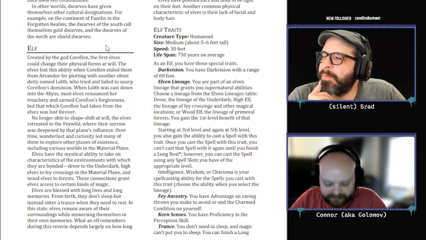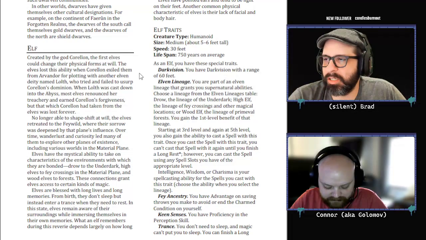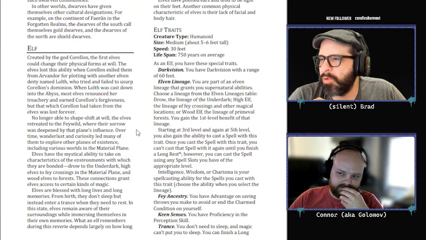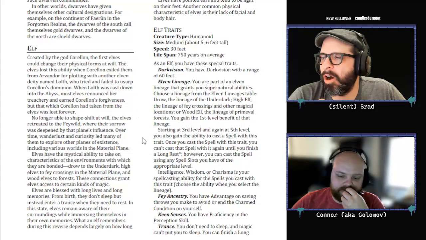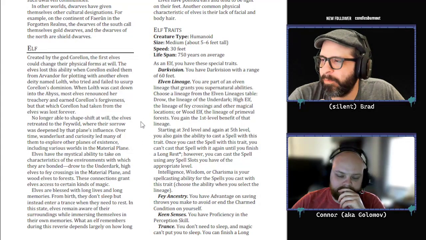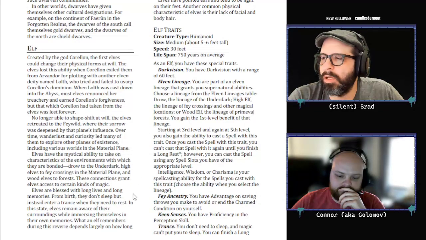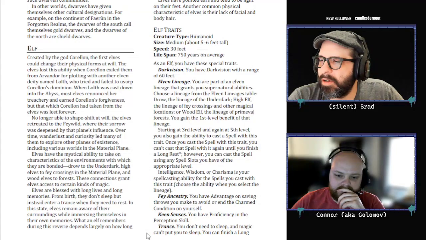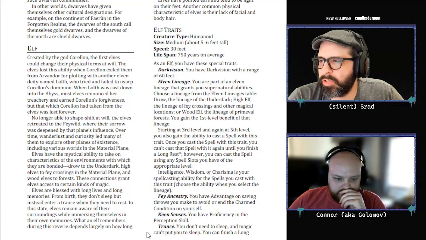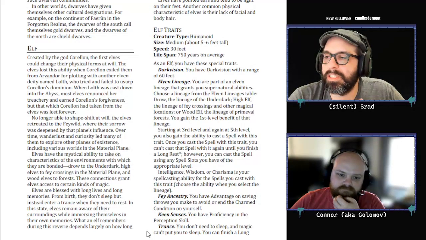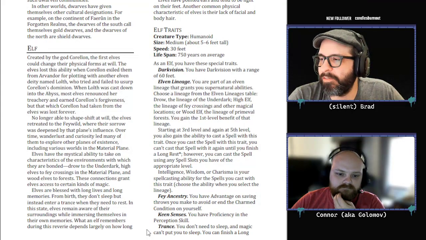True. So, created by the god Corellon, the first elves could change their physical forms at will, which is introduced in Monsters of the Multiverse, I believe. The elves lost this ability when Corellon exiled them from Arvandor for plotting with another elven deity named Lolth, who tried and failed to usurp Corellon's dominion. When Lolth was cast down into the Abyss, most elves renounced her treachery and earned Corellon's forgiveness, but that which Corellon had taken from the elves was lost forever.